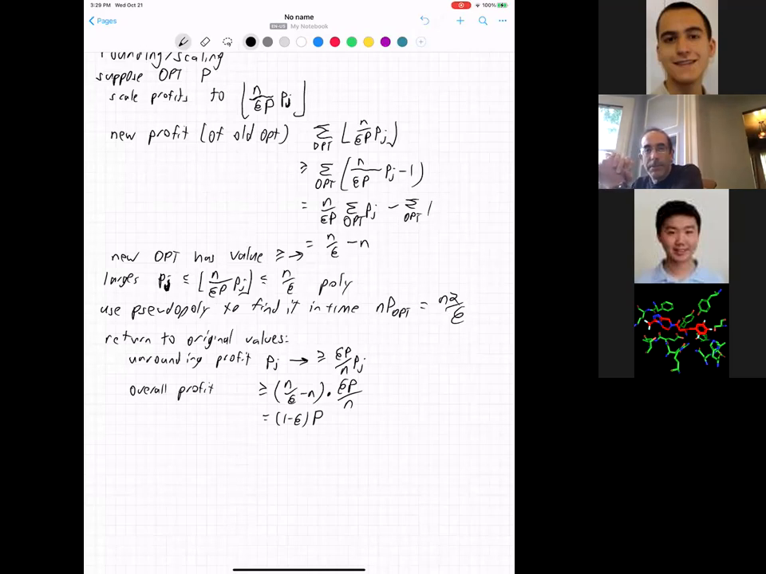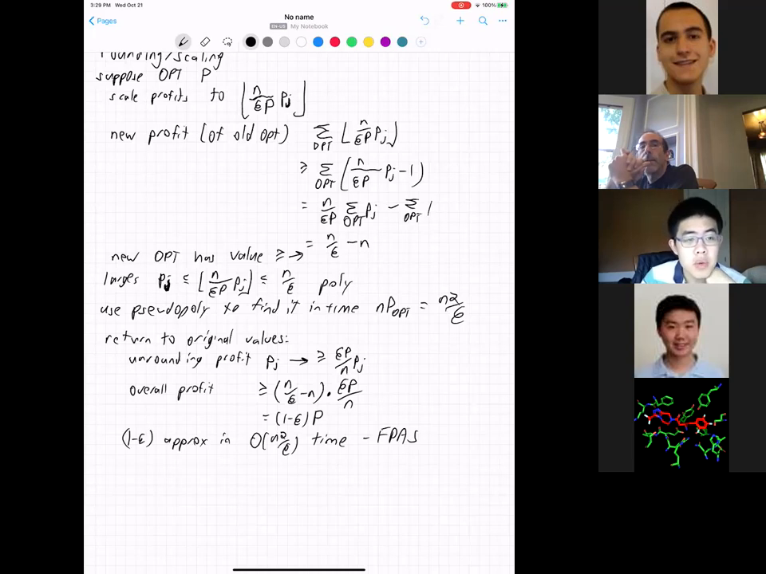Any questions? What I've shown is that regardless of the value of the profits to start with, by scaling and rounding and applying our pseudo-polynomial algorithm, we can find in n squared over epsilon time a 1 minus epsilon times optimum solution. So this is a 1 minus epsilon approximation in order n squared over epsilon time. And so that fits the definition of a fully polynomial approximation scheme.